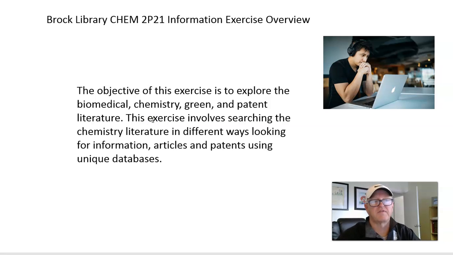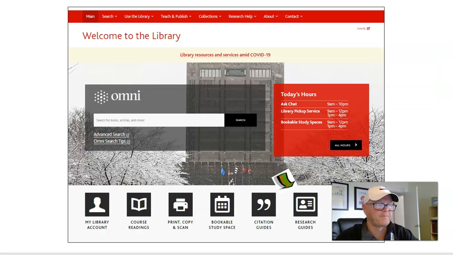First of all, the objective of this exercise is to explore the biomedical, chemistry, green, and patent literature, so we'll take you to different areas. This exercise involves searching the chemistry literature in different ways, looking for information using resources like Reaxys, SciFinder and Web of Science, looking for patents, and using different tools that you may want to use to be successful.